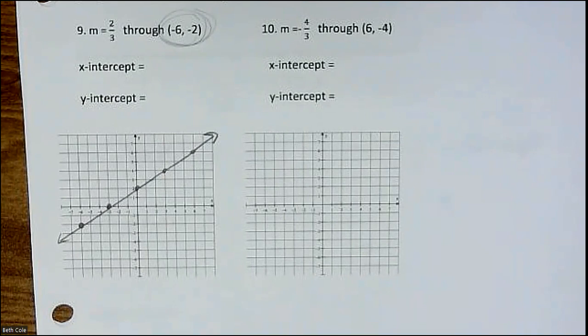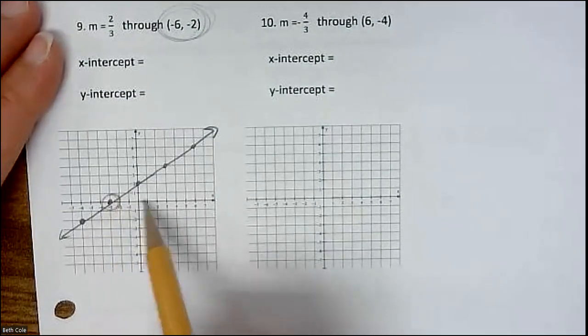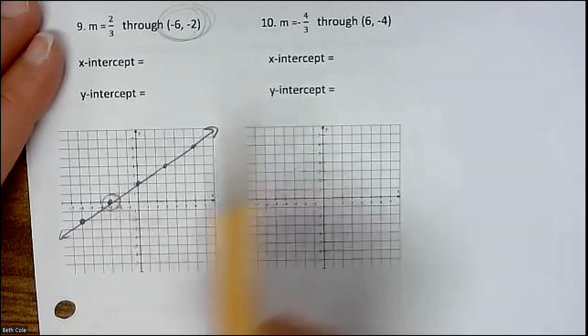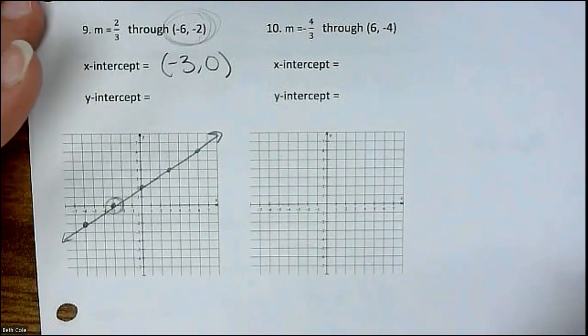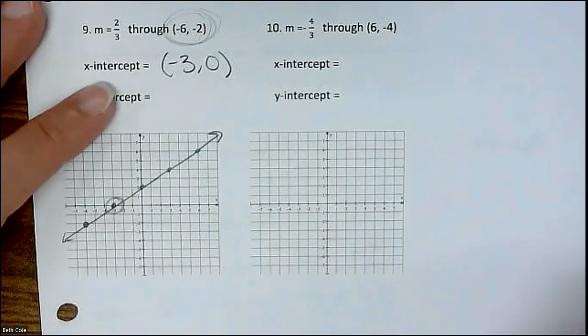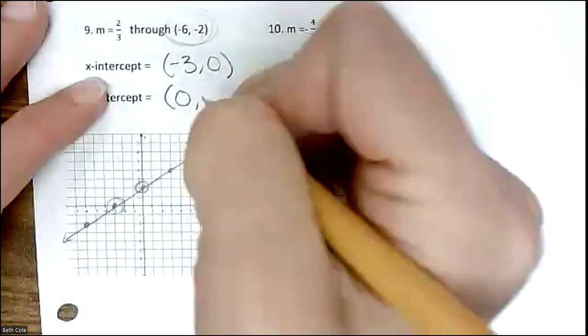And then you just look at it and go, what are your intercepts? So, hey guys, x-intercept is right here. Where does it touch the x-axis? Good, -3. And you even said the 0. Nice job. -3, 0. Good job doing kind words. All right, and then your y-intercept. Good job. 0, 2.